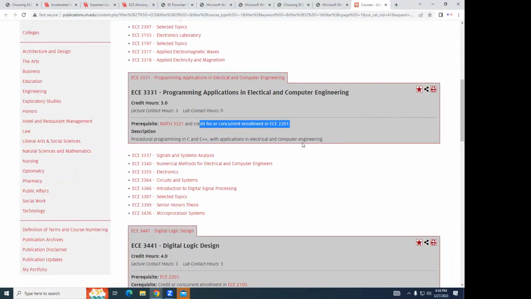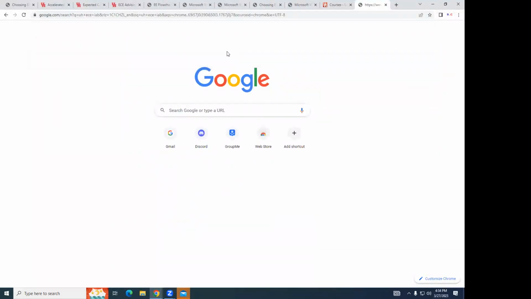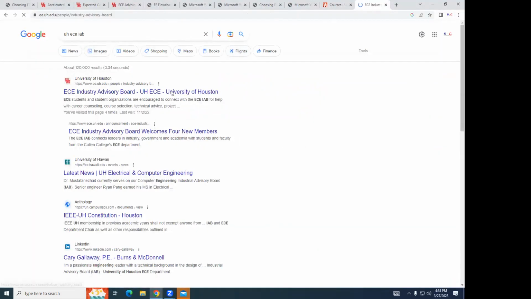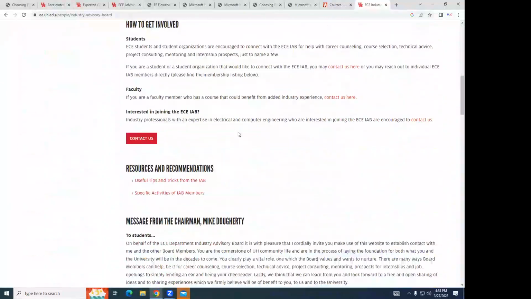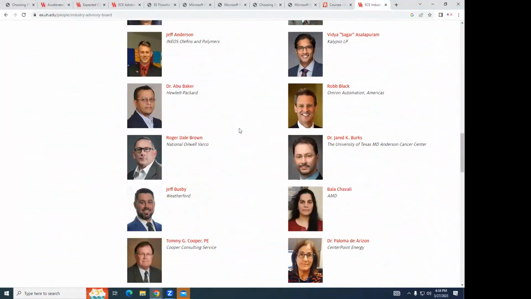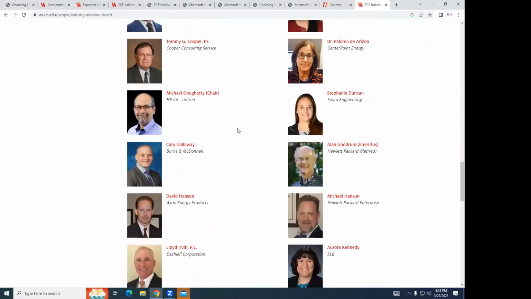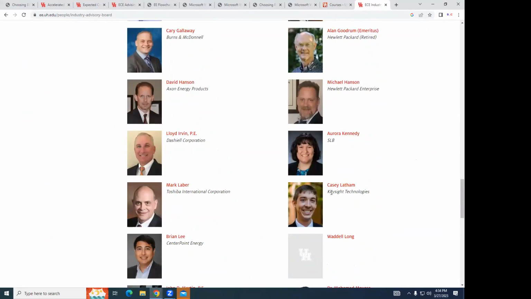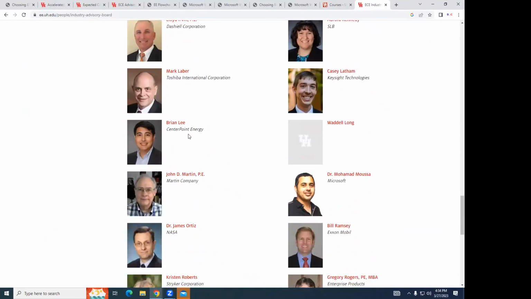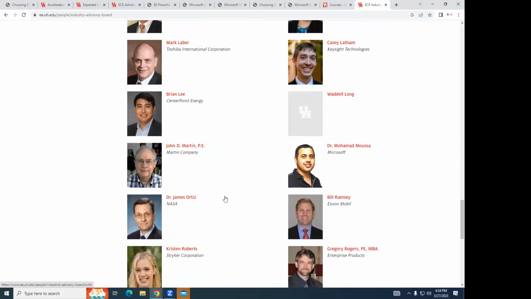You know, we have an industry advisory board. It's a group of 30-ish people from local industries. In fact, we can find it. IAB, Industry Advisory Board. These are people who meet with us twice a year, at least. And you can see they're from all over. Keysight Technologies, HP, Axon. Mark Labor has retired from the board, but Brian Lee is a former student at Centerpoint Energy. People from Microsoft, Exxon.